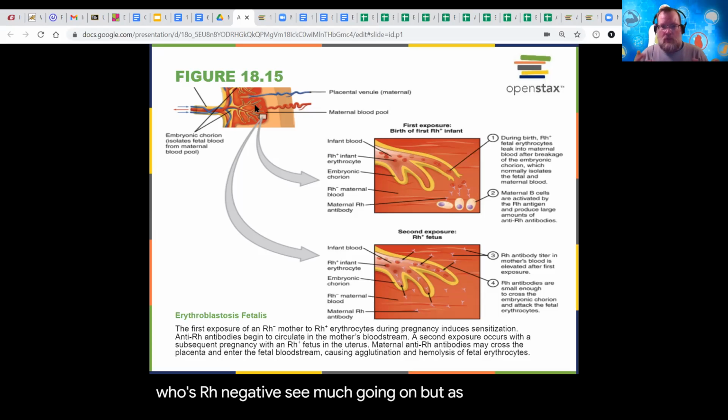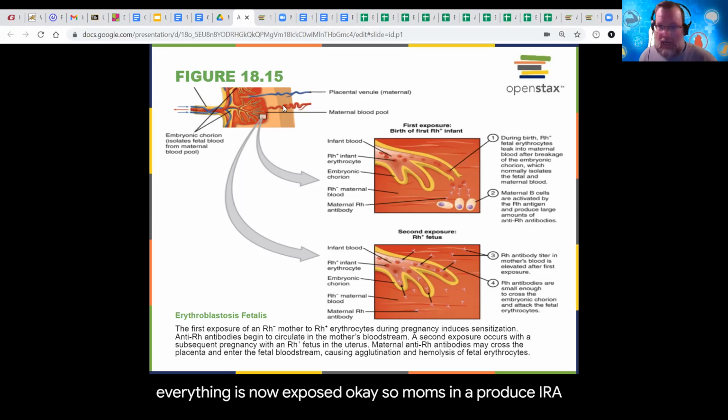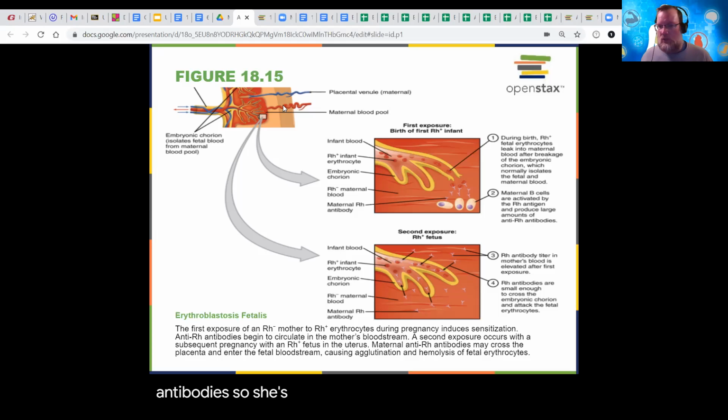going on. But as soon as baby's born, during birth, we're going to see the tearing of the placenta from the uterine wall. We're going to see baby's blood and mom's blood mixing more than ever, primarily baby's blood. So Rh positive baby blood is going to go inside of mommy, and primarily again where the chorion is, like the amniotic sac that the baby's in, it all pulls apart and opens up. Everything's now exposed. Okay. So mom's going to produce anti-Rh antibodies.